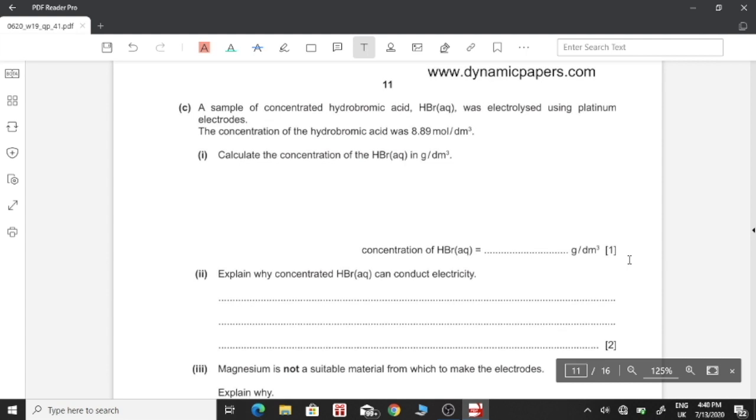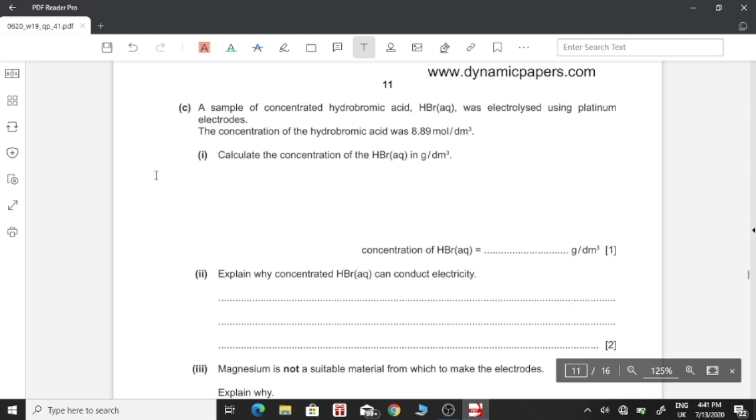Okay, C. A sample of concentrated hydrobromic acid was electrolyzed using platinum electrodes. The concentration of hydrobromic acid was 8.89 mole per dm cube. Calculate the concentration of hydrobromic acid in gram per dm cube. Here we're supposed to convert the number of moles to the mass, and to calculate the mass, we're supposed to multiply the number of moles with the molar mass. So in that case, we need to find the molar mass of hydrobromic acid.